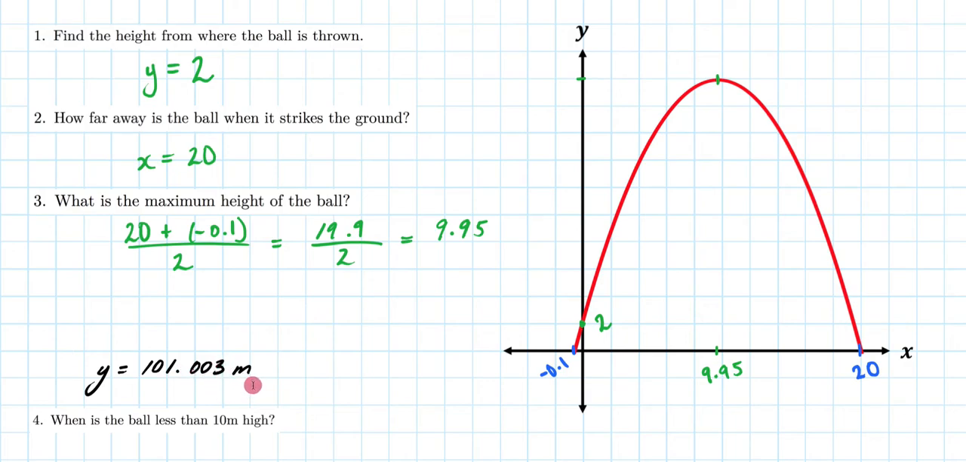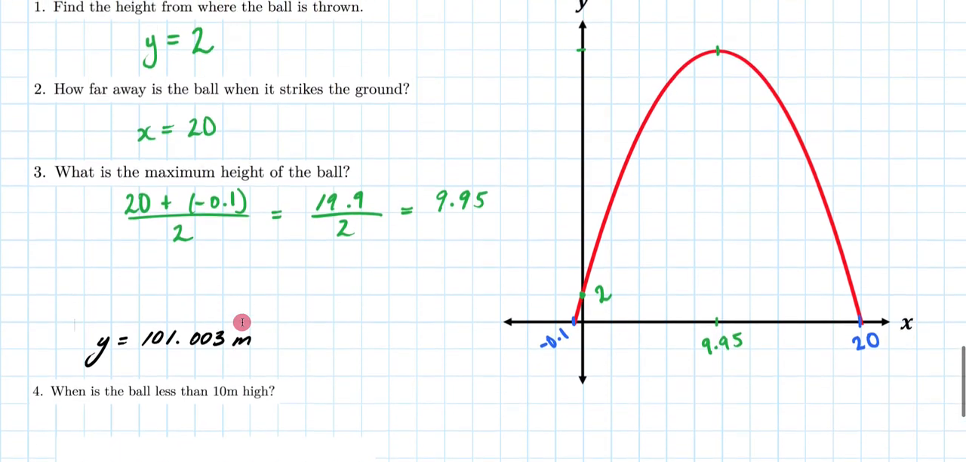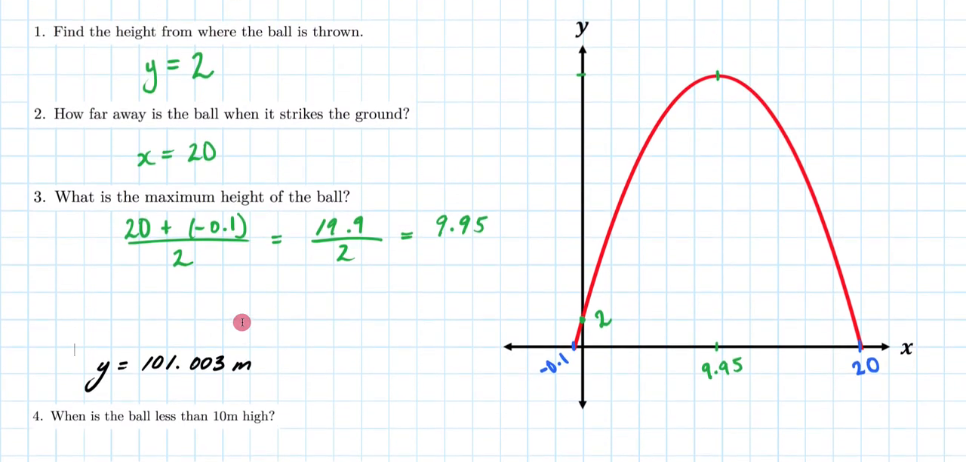Okay, next, we need to figure out, when is the ball less than 10 meters high? So let's come up here and look at our graph. So we know that here, this is 100. So this isn't very realistic, because I don't think someone could throw a ball 100 meters high in the air. Maybe they could. I can't. All right, so that's 101. And now we're at 10. Well, let's say this is 10 here.